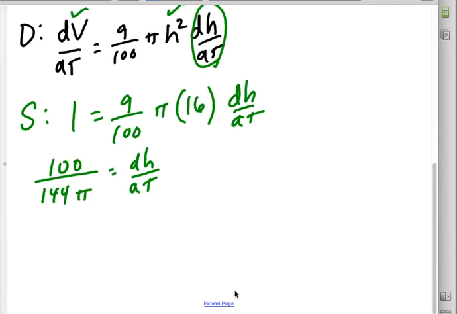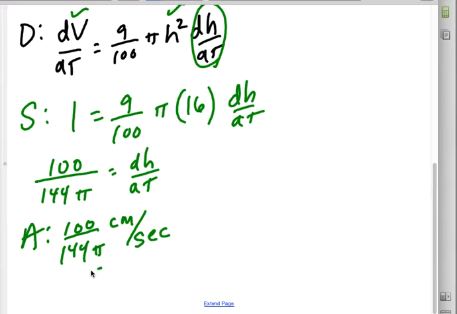You could actually cancel more than a 2. You could cancel a 4. That's the best you could do. But still, I don't see a reason to do it. So my answer is going to be 100 over 144 pi, and its height, which was in centimeters, and its time, which was in seconds. So that's the rate of change of the height.